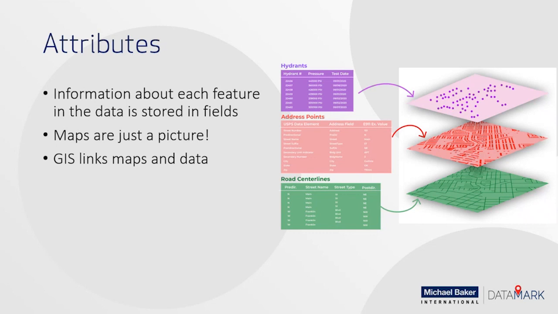Okay. So attributes are critical to the GIS data because they provide the information about the feature that we're looking at. Yes, it is nice to have the picture of the points or the picture of the road center lines, but when you have the information, it's so much more powerful and you can do so much more with it.